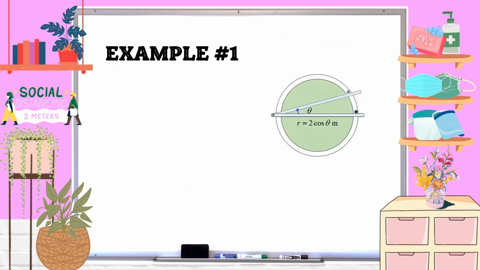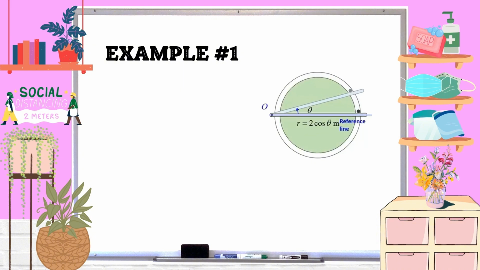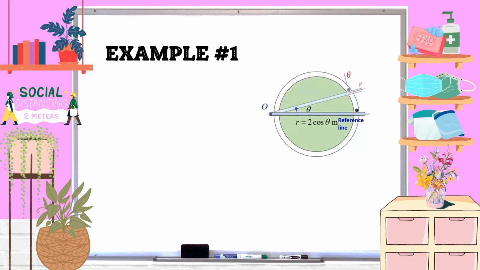So let's now solve the given problem. Based on this problem, first we need to identify the reference line since it starts at 0 degrees. So this will be our reference line, with a point of origin O. As the object moves, this will be r and this will be theta. This is our representation for the first step, which is the radial and transverse coordinates, since we have two dimensions, so there is no z-axis.